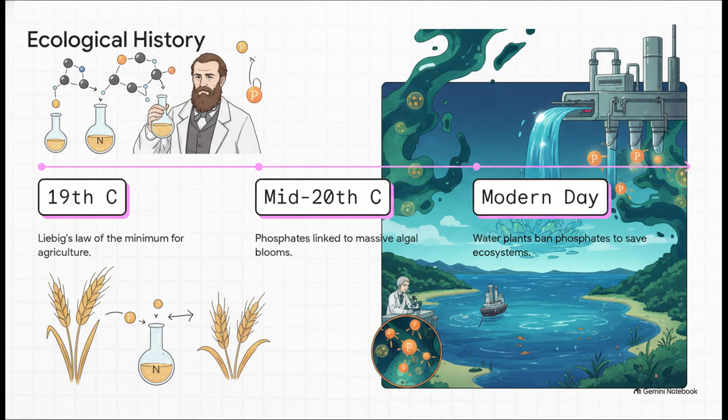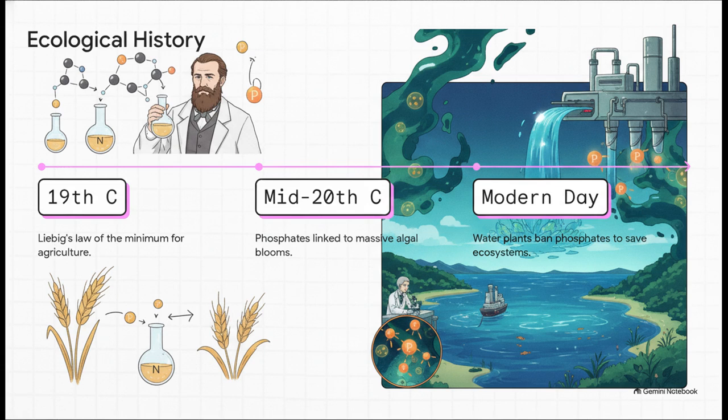If we trace this back historically, a 19th century German chemist named Justus von Liebig made a brilliant connection. He realized that whether you're assembling molecules or growing crops, the essential substance available in the smallest relative amount completely controls the growth of the entire system. He called it the law of the minimum.